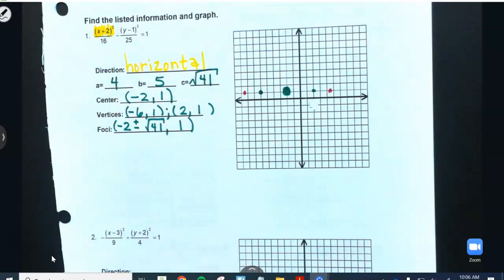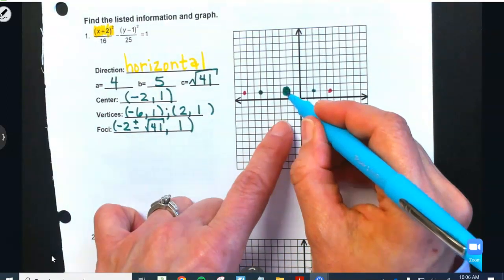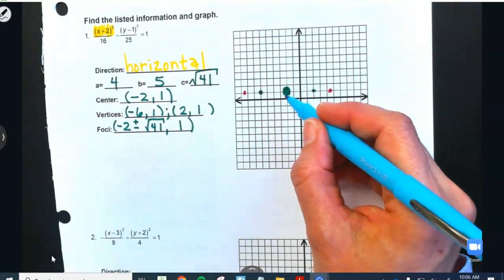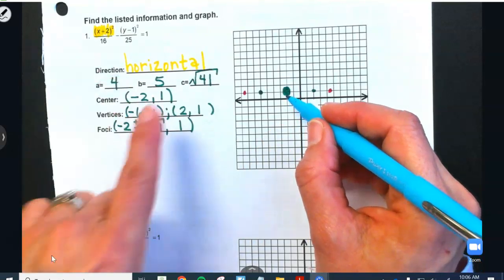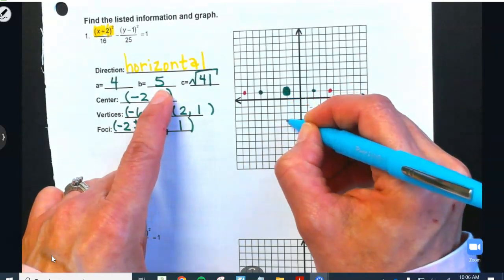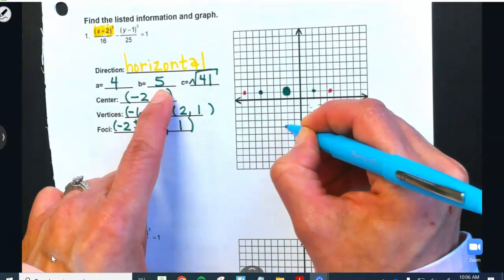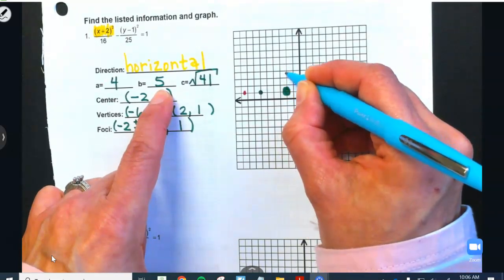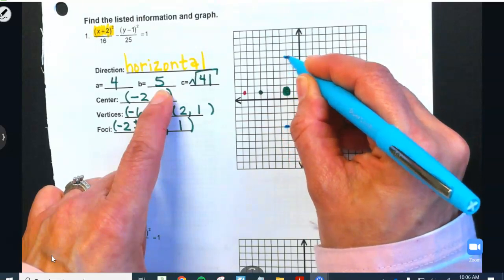Now we're going to draw the invisible box. This is when you deal with the b value. I hadn't talked about the b value at all. So the b value is how far away it is from the center in the opposite direction. So if this is horizontal, we're going to go 5 places up and down. 1, 2, 3, 4, 5. Going to draw a little dash. 1, 2, 3, 4, 5. Draw a little dash.